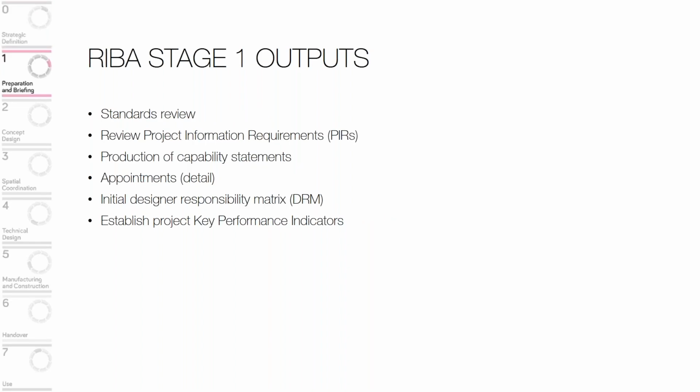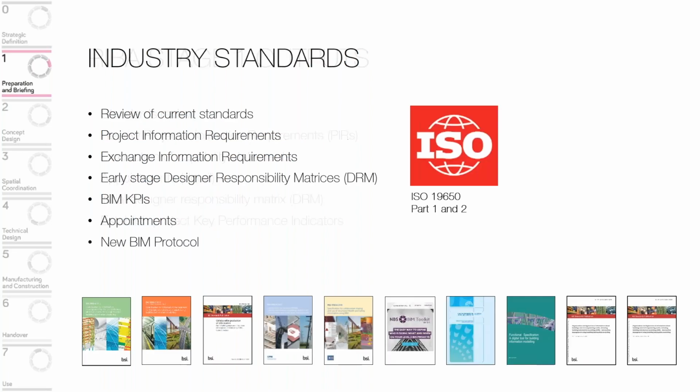Then when we move on to stage 1, we start to get into a little more detail. We look at standards, we compile the project information requirements, we review them, and we produce capability statements to demonstrate how we've done things well in the past and what we're going to do on the project. That links through really well into things like appointments and our design responsibility matrix and so forth.